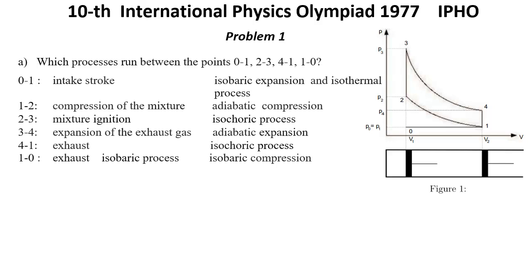Next one, 1-2. Compression of the mixture. This is adiabatic compression. Number 2-3. Mixture ignition. This is an isochoric process. Next one, 3-4. Expansion of the exhaust gas. This is adiabatic expansion. Next one is 4-1. Exhaust. This is an isochoric process. And the last one is 1-0. Exhaust. This is an isobaric process. So that was a solution for question A.